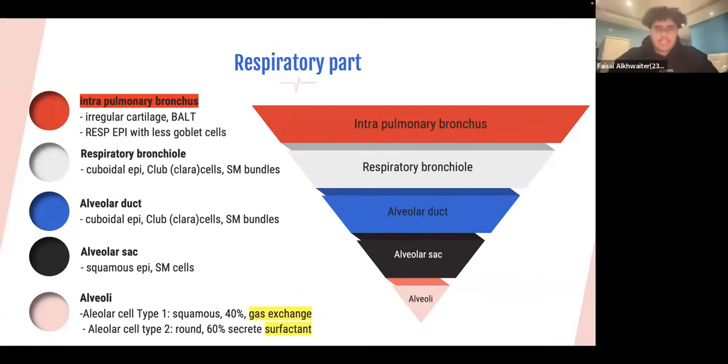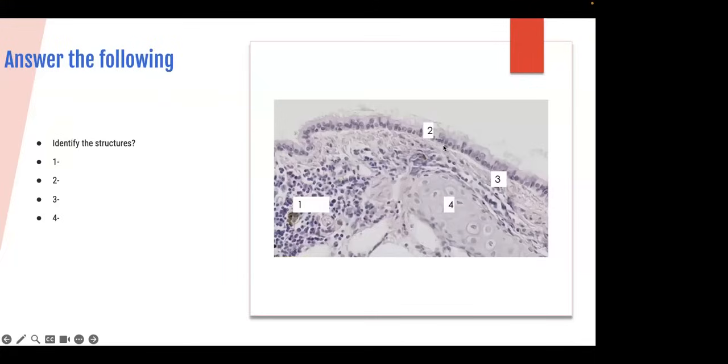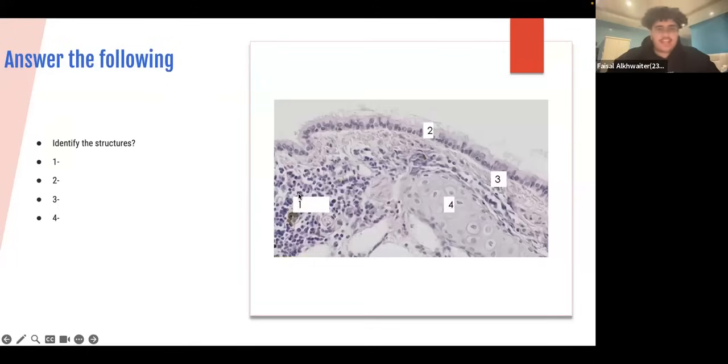So let's start. Can someone firstly tell me what this is? And let's identify the numbers together. Okay, so I think 1 is some type of macrophage or lymph. That's a great guess. I haven't jumped into that. So 1 is something called BALT, or bronchus-associated lymphoid tissue. That's really great. And then you've got 4, which is the chunks of cartilage around the intrapulmonary bronchus.